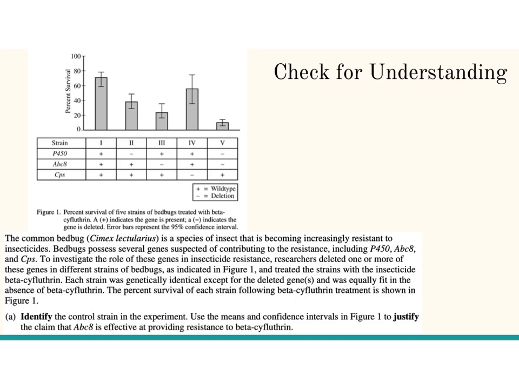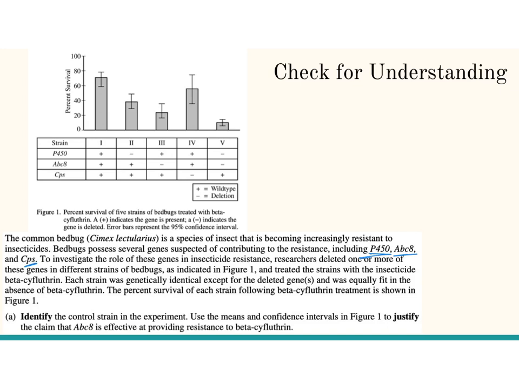Next, we have our check for understanding. The last part was a quick check for understanding, but this part is going to be a little bit tougher. This is actually from an AP test, so I want us to take a look at this. The common bedbug is a species of insect that becomes increasingly resistant to insecticides. Bedbugs possess several genes suspected of contributing to the resistance, including these 2 genes, P450 and ABC, as well as CPS.